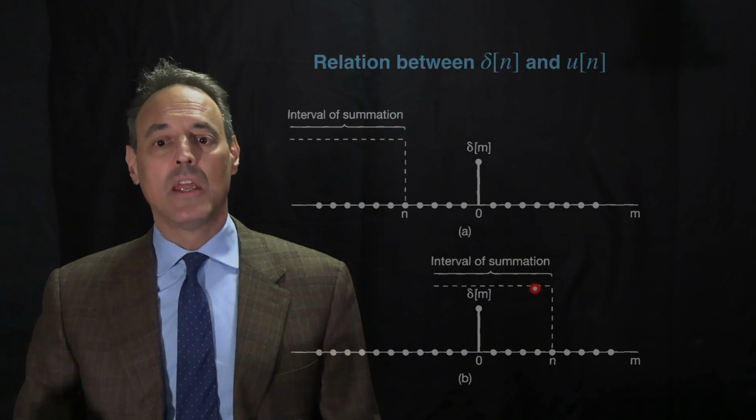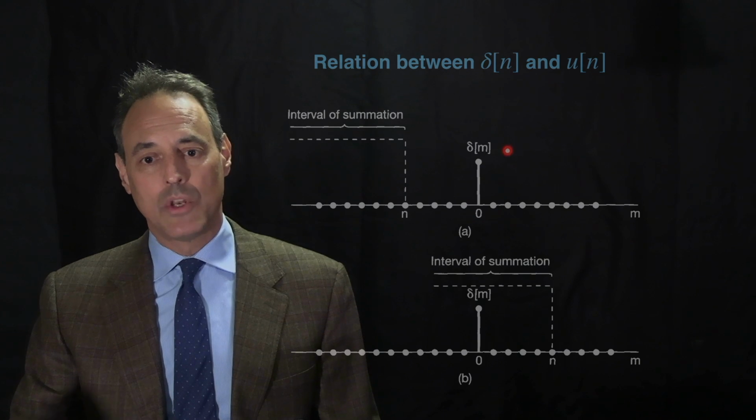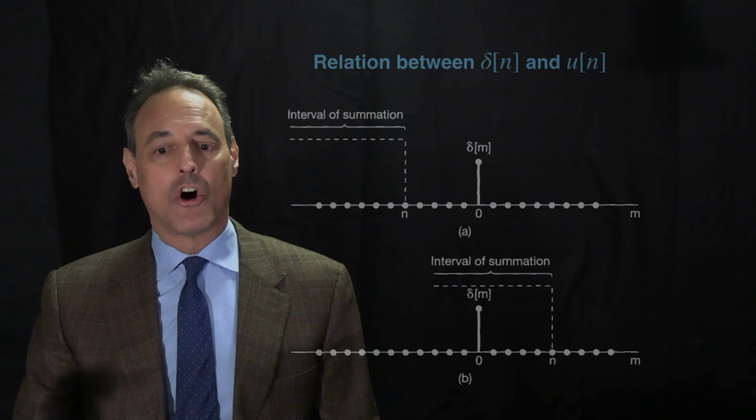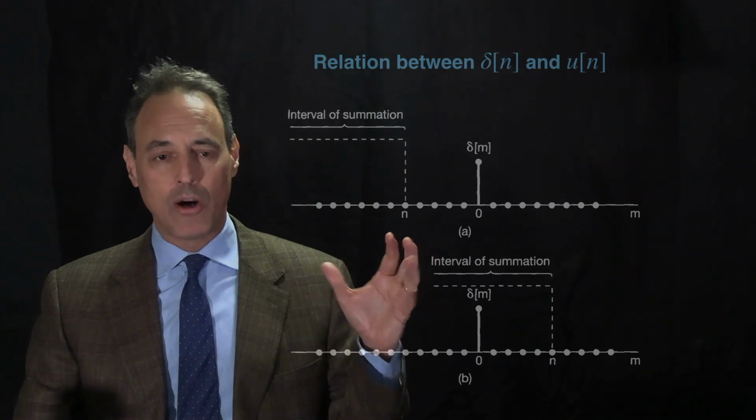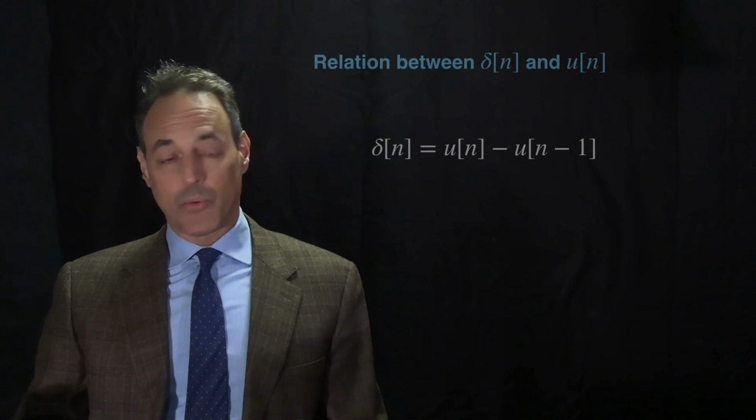So in other words, if I sum over this delta function through this sliding window here, it in fact becomes exactly this unit step function. So it's 0 before and then 1 after. That is the relationship between them.